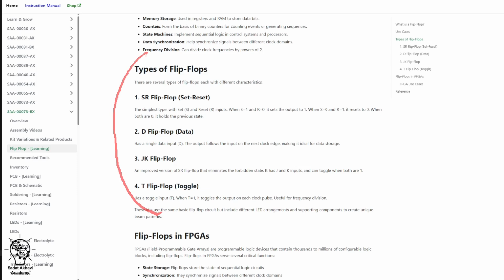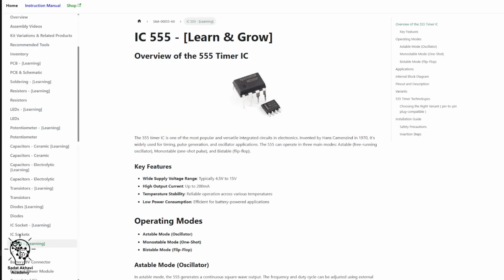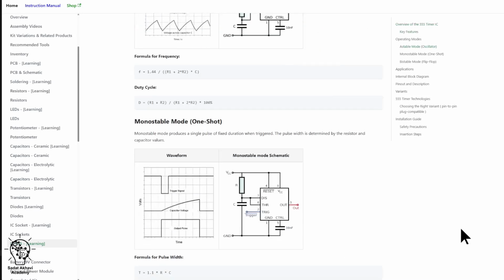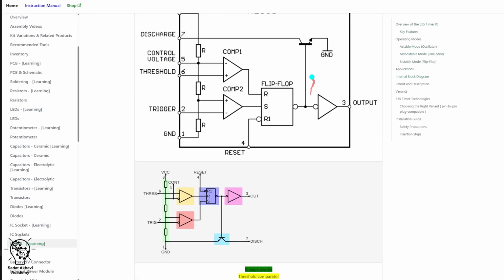This is an example of a flip-flop use case in a chip that we are going to discuss in our other kits. The 555 chip is a very common chip used in electronics, and here you can see at its core it uses a flip-flop to drive the output logic of the chip.